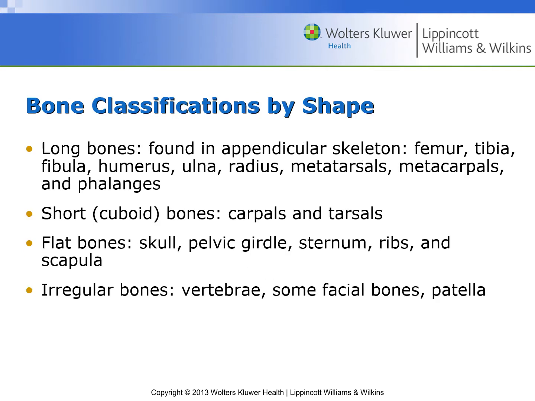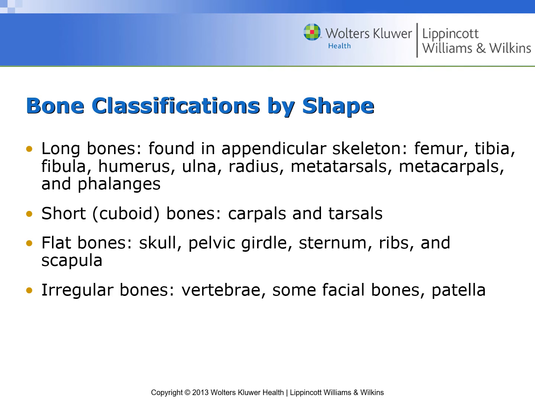Now let's discuss bone classifications by shape. We have long bones, which are found in the appendicular skeleton: the femur, the tibia, the fibula, the humerus, the ulna, the radius, the metatarsals, the metacarpals, and the phalanges. We have short bones, also referred to as cuboid bones, and these are the carpals and the tarsals.